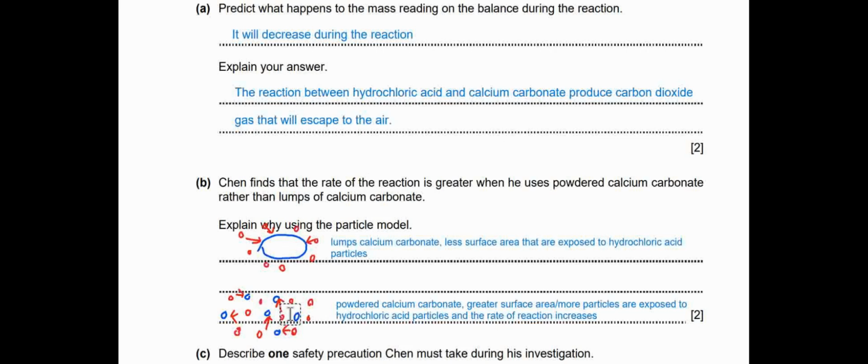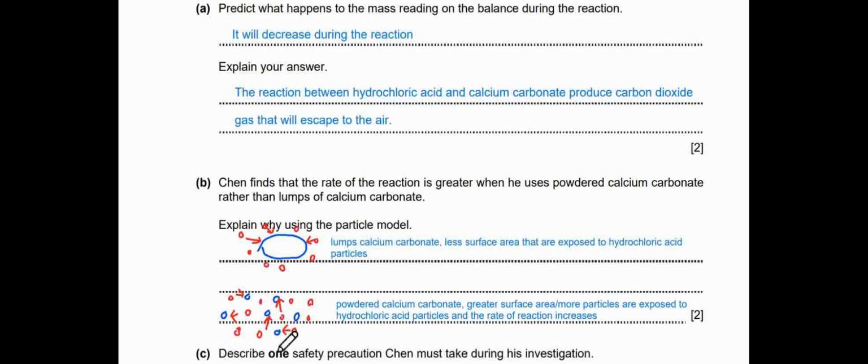Lumps of calcium carbonate have less surface area exposed to the hydrochloric acid particles. We can see that the surface area is only around the outer side. That is less surface area that can be exposed to the hydrochloric acid, while the powder is small particles and can be surrounded by many hydrochloric acid particles. So greater surface area is exposed to hydrochloric acid and the rate of reaction increases.